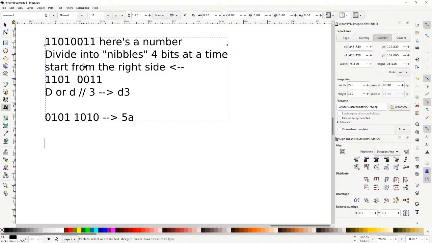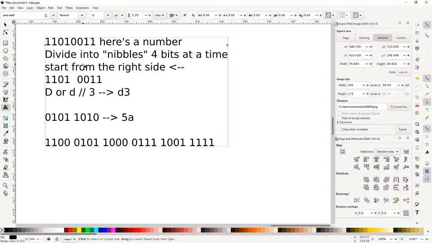And then let's do it again. Let's do some more stuff. So we say 1100, which is 12, I guess. So that'll be C. 0101, that's 5. 1000, 0111, 1001, 1111.